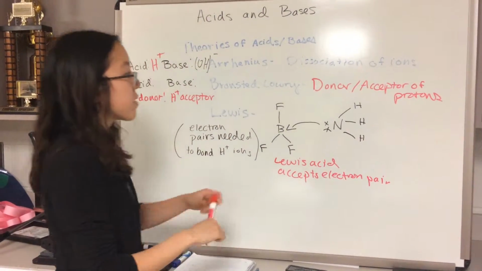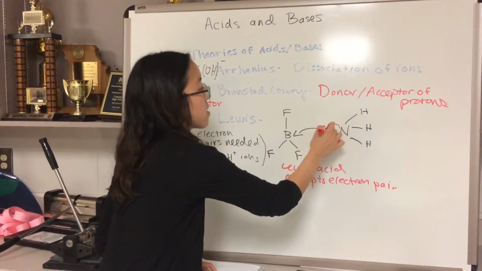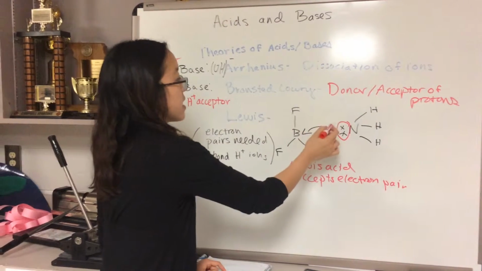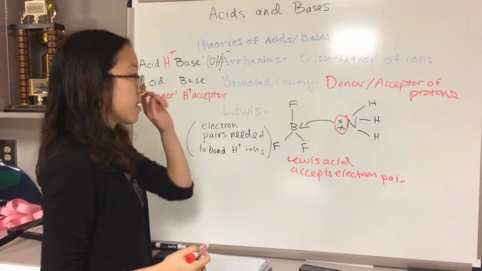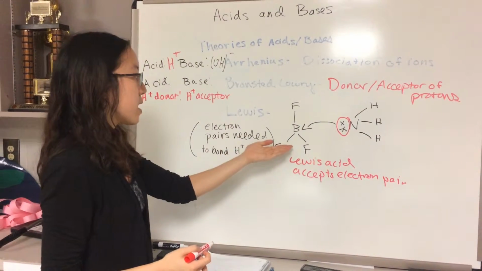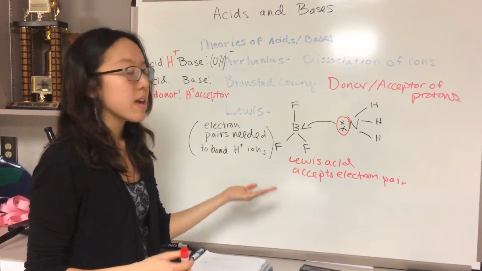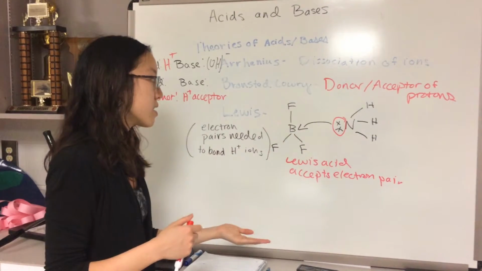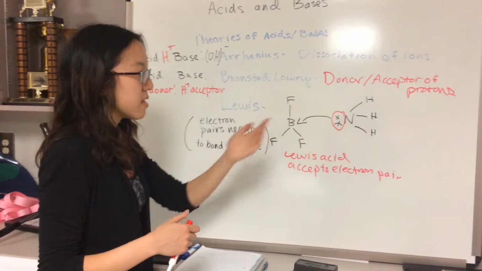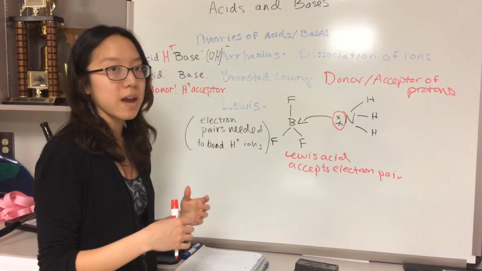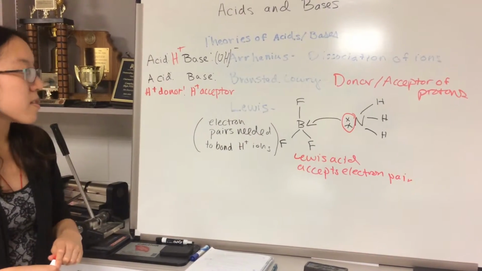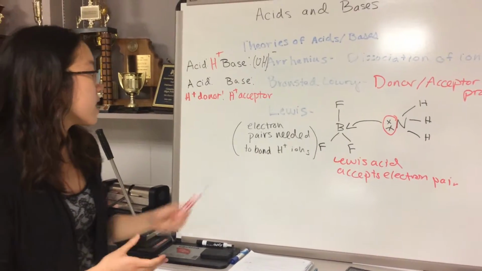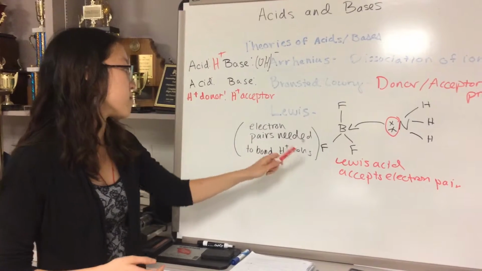And our Lewis base right here, as you can see, gives this lone electron pair to our boron trifluoride. The reason that happens is because our boron trifluoride has an incomplete octet, so it can accept this lone pair. The reason why this is important in our acid and base theory is because electron pairs are needed to bond the H+ ions.